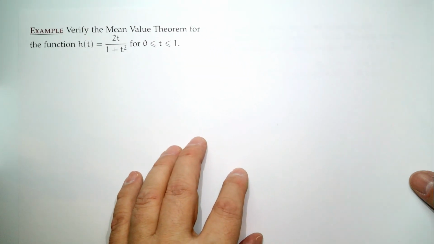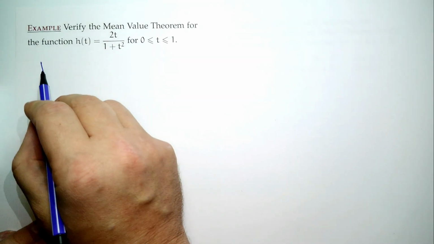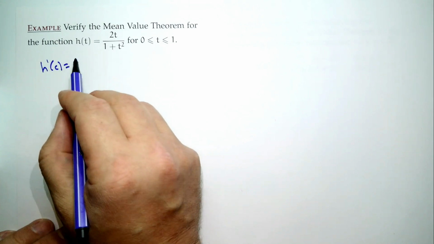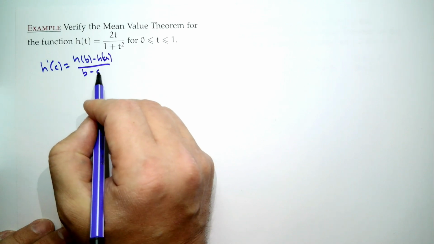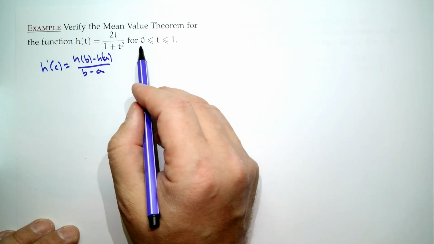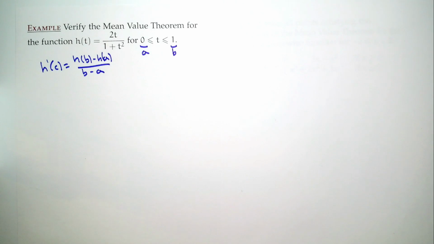Verify the mean value theorem for the function h of t equals 2t over 1 plus t squared, where we let t go from 0 to 1. First off, we have to understand what we mean by the mean value theorem. What is it saying? The claim for the mean value theorem is that we have h prime of c equal to h of b minus h of a over b minus a. Now, we were given our function h, and we've been given a and b. So what we need to do is figure out what that right-hand side should be, and then see if there is any value for c where the left-hand side matches up.